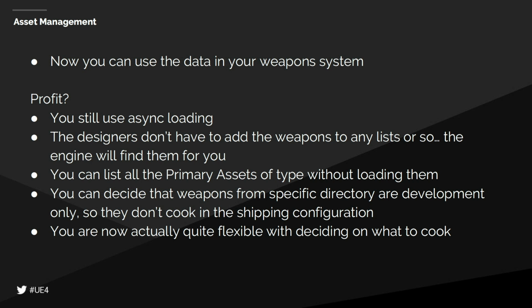Okay, so now you can use this data in your weapon system, and there are a lot of things that we profited from already. You are still using the async loading, but the designers don't have to add weapons to any lists or any RIs, the engine just finds them for them. You can list all the primary assets at almost no cost, it's minimal. And you can decide that, for example, weapons from the directory that you use only for development assets are not cooked, so they won't be in the final package, and it happens just by default.